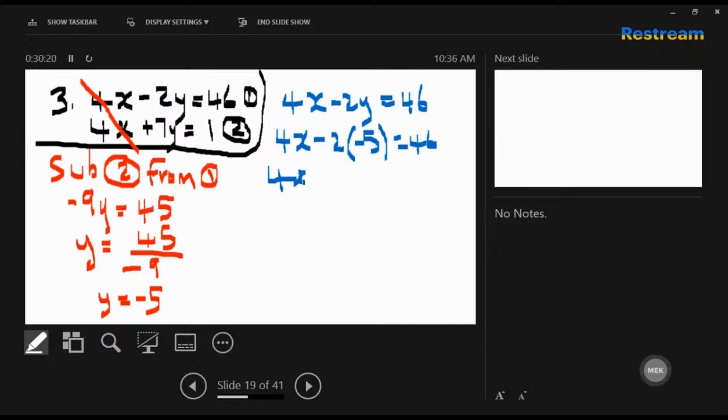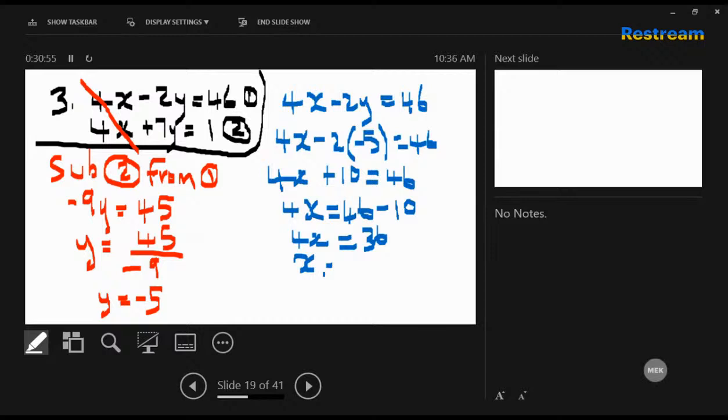Negative 2 times negative 5 is positive 10. So 4x would be equal to 46 minus 10, which is 36. So if 4x is 36, then x is 36 divided by 4. And that is 9.